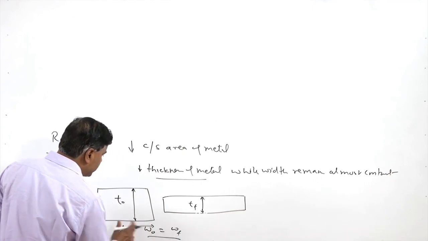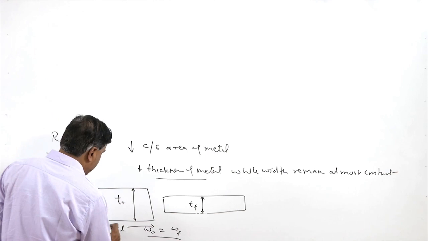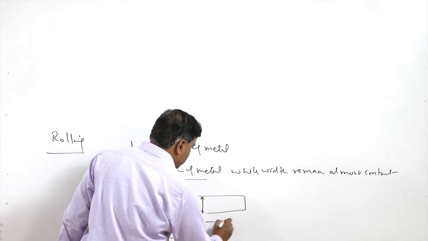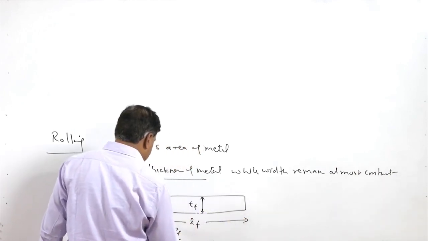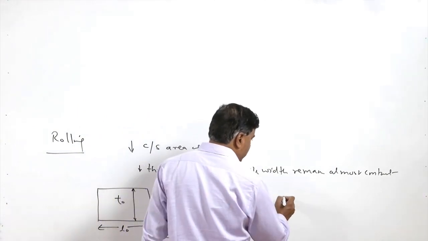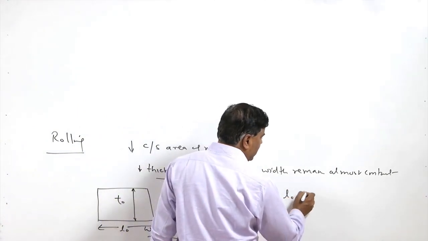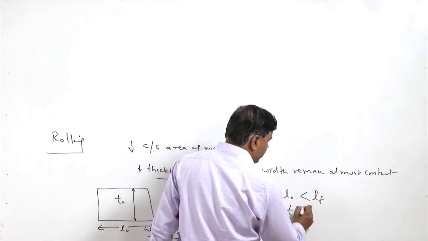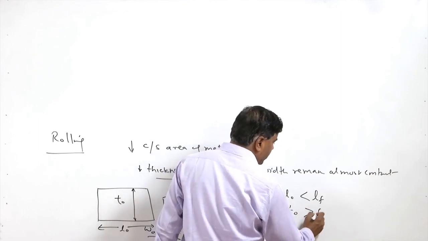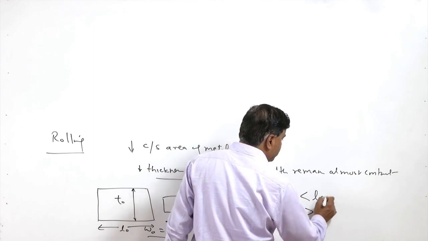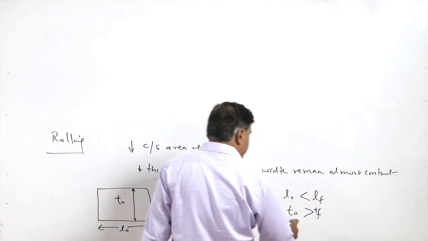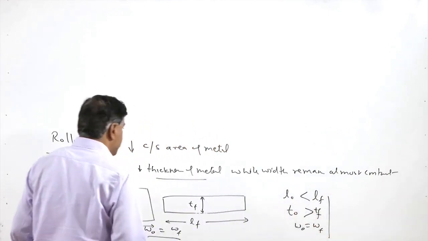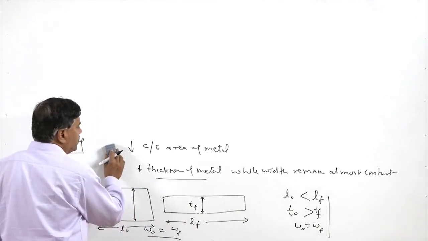These three dimensions form the volume of the metal. L naught is the initial length and Lf is significantly greater than L naught. So, whenever rolling is carried out, L naught is less than Lf and T naught is significantly greater than Tf. Thickness is reduced and length is increased while width almost remains constant. This is what is achieved through the rolling.